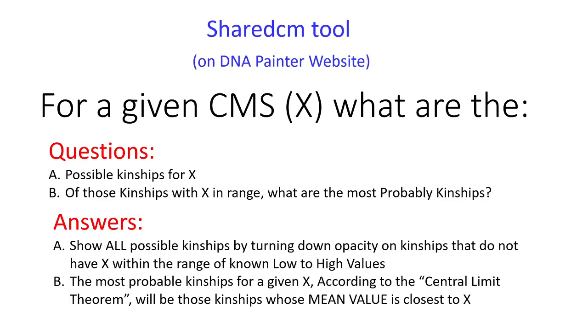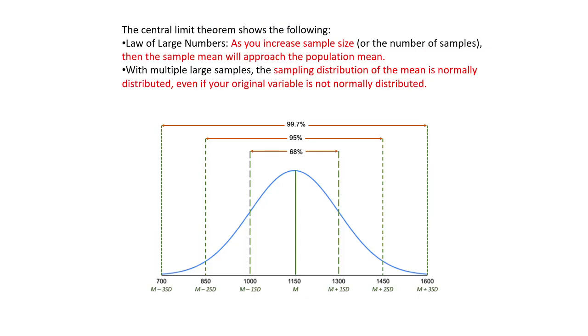As it says, it shows all the possible kinships by turning down the opacity on the kinships that do not have X within that range. And the most probable kinships for X, according to the central limit theorem, will be those kinships whose mean is closest to the value of X. So it says, okay, it's got this huge database. Which ones are the most likely? We'll apply this math to it. Now, just so this is the central limit theory. It shows you, according to the law of large numbers, that as you increase your sample size, the sample mean will approach the population mean.